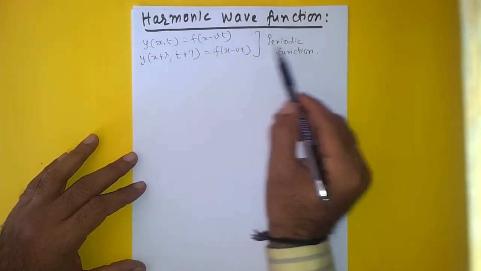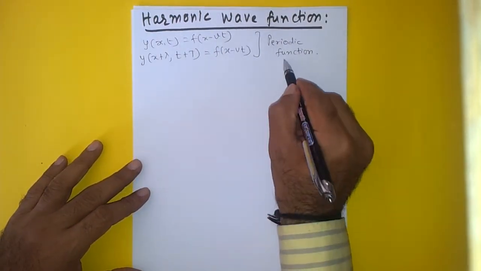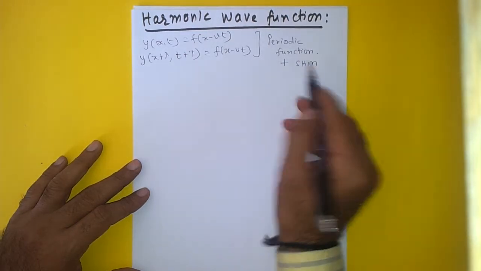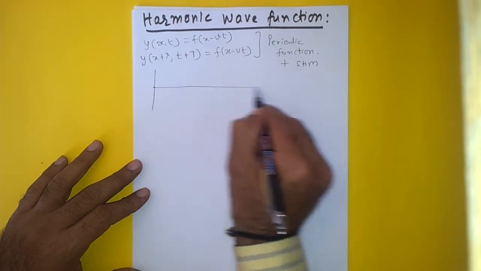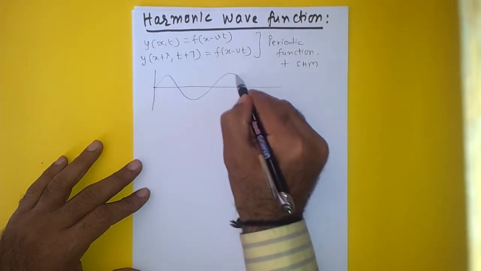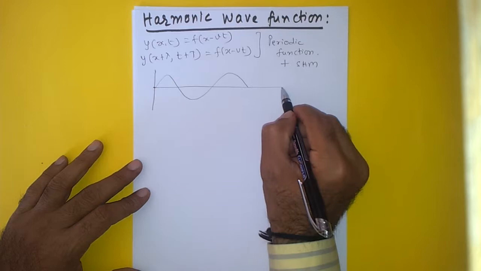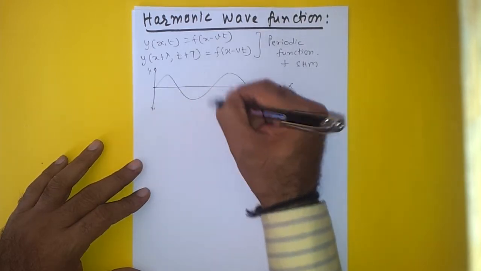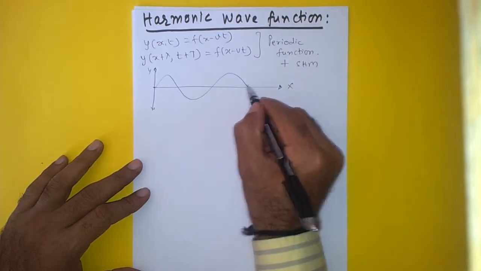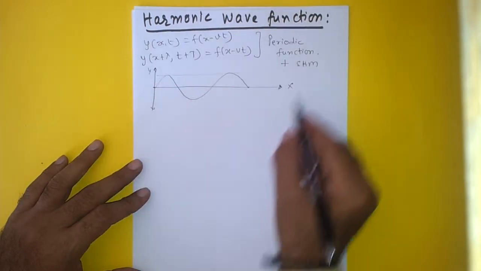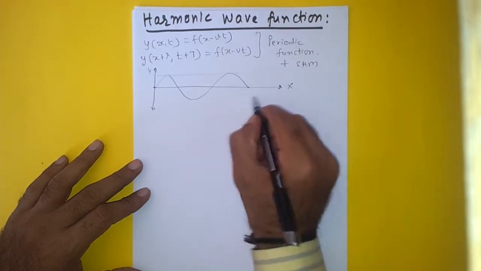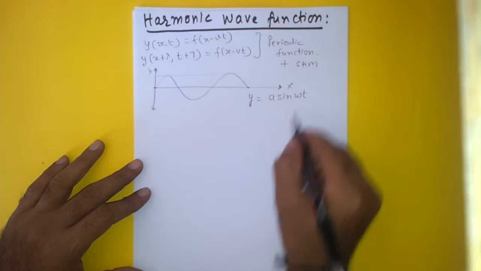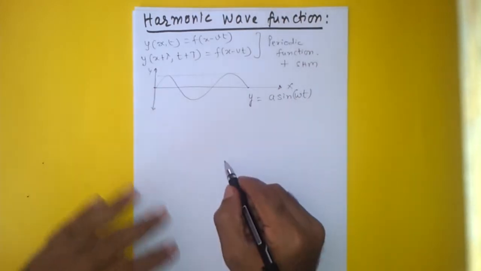Now, a harmonic wave function is a function which is periodic in nature, of course, but the particles are performing simple harmonic motion, and therefore the wave will look something like this, right? You have a wave, and the particles are performing simple harmonic motion along the y-axis. This is the y-axis, this is the x-axis. The particles are performing simple harmonic motion along this, and the amplitude is constant throughout. So that is a harmonic wave function, right? And we know that a harmonic function is of the form A sine omega t, where omega t is an angle.